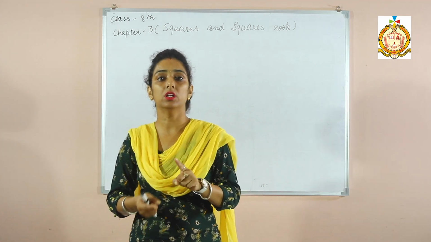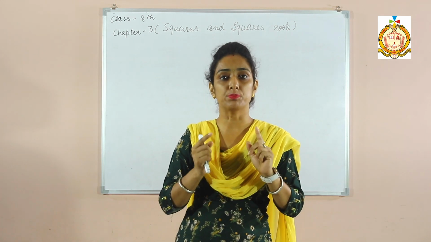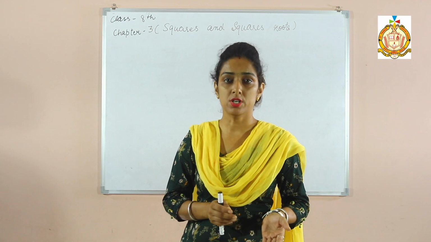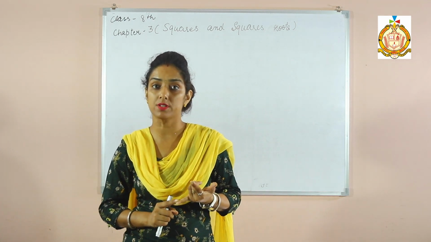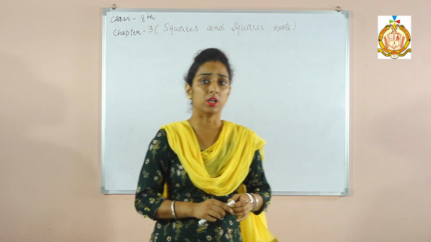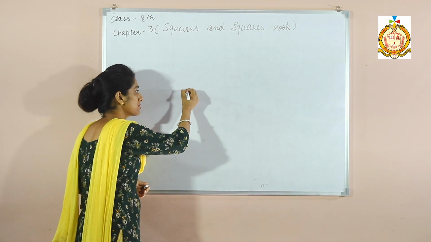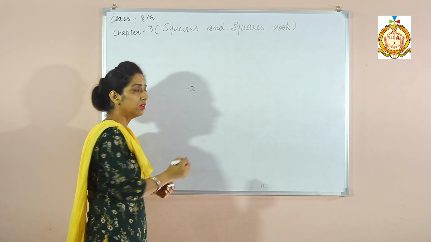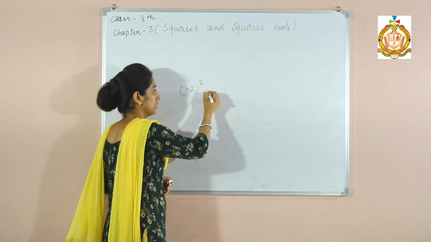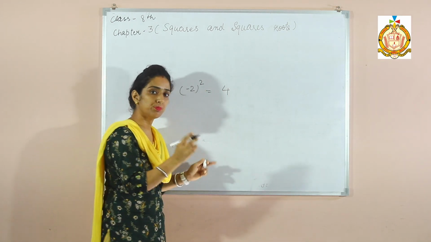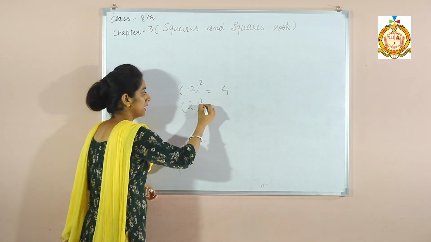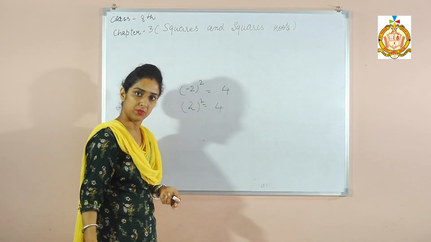First of all, the square of a positive or negative number is always positive. The square of an even number is always even, and the square of an odd number is always odd. What I mean is, if you have -2, the square of -2 is 4 with a positive sign. And the square root of 4 is 2.